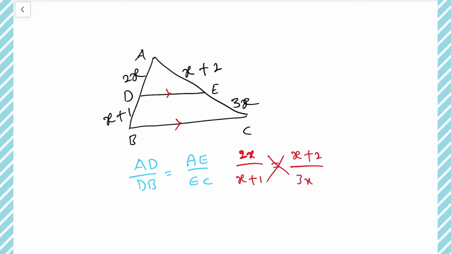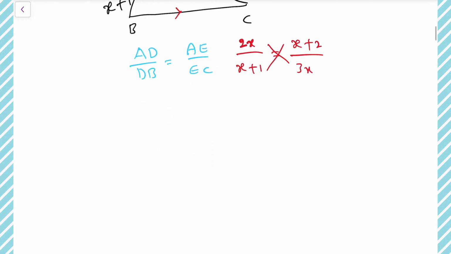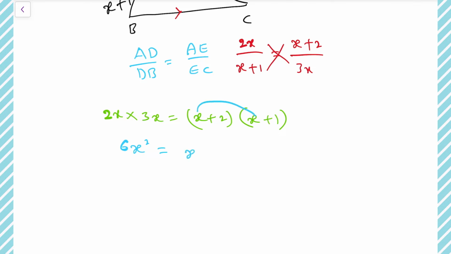So we need to do cross multiplication of this. Let us simplify this further. 2x into 3x equals x plus 2 into x plus 1. 2x into 3x, 6x square, equals x plus 2 into x plus 1: x into x, x square, x into 1, x, plus 2 into x, 2x, plus 2 into 1, 2.